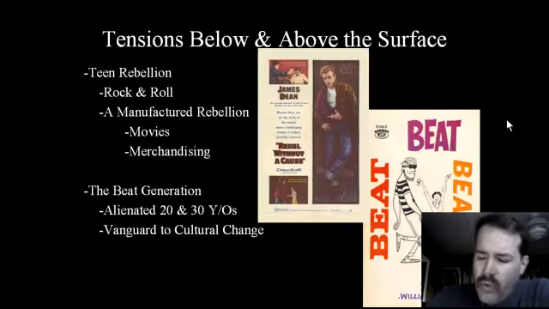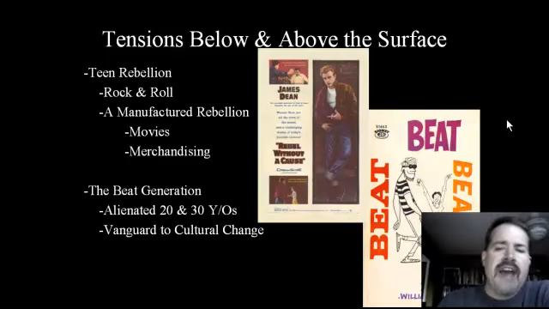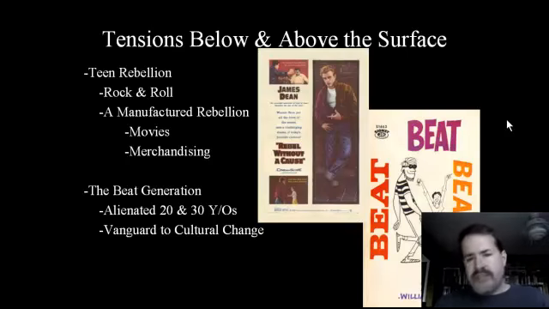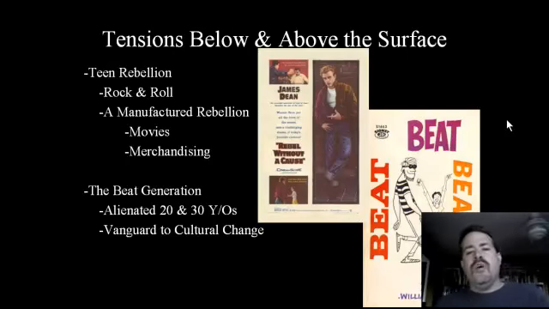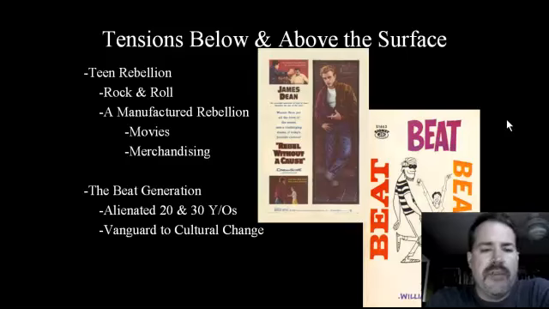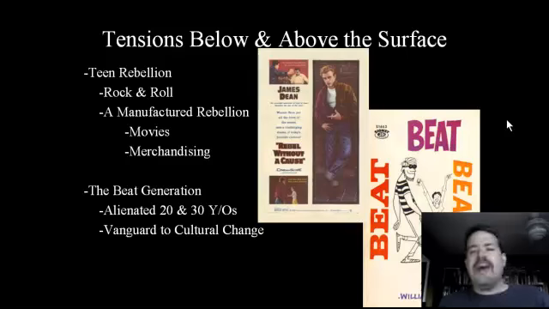Now, one of the problems I have with this idea of teen rebellion in the 1950s is, on the one side, it is a grassroots rebellion, as teens sort of try and find themselves. But in a lot of ways, it's manufactured rebellion. It is rebellion that is created by the very establishment the teens are rebelling against. Hollywood, how much more establishment can you get? Hollywood will cash in on this teen rebellion with movies like Rebel Without a Cause. Rebel Without a Cause is all about teen angst.